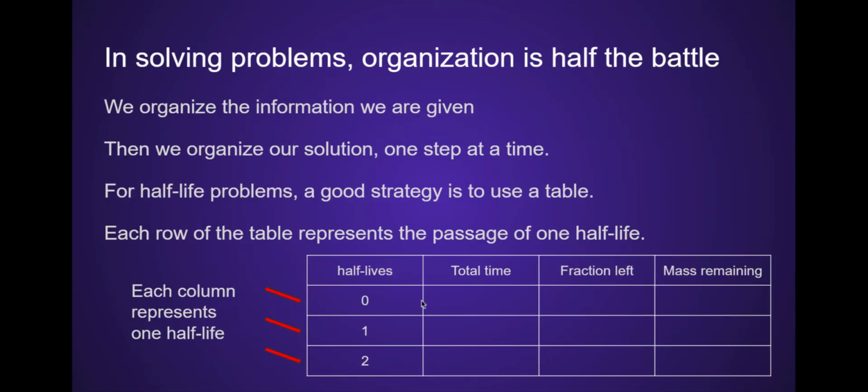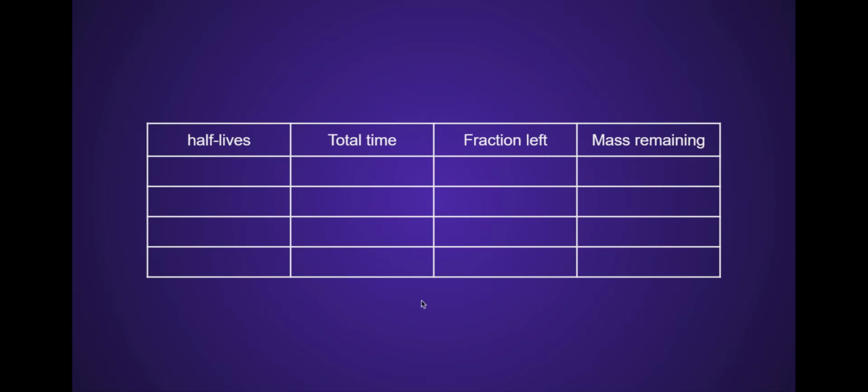In solving problems, organization is half the battle. We organize the information we are given, then we organize our solution one step at a time. For half-life problems, a good strategy is to use a table. Each row of the table represents the passage of one half-life. So we make a table with 4 columns and we have a row for each half-life that goes by. We're going to keep track of 4 things and update what they are at each half-life: the number of half-lives that have passed, the total time that has passed, the fraction of our original sample remaining, and the mass that is still remaining as it decays away.